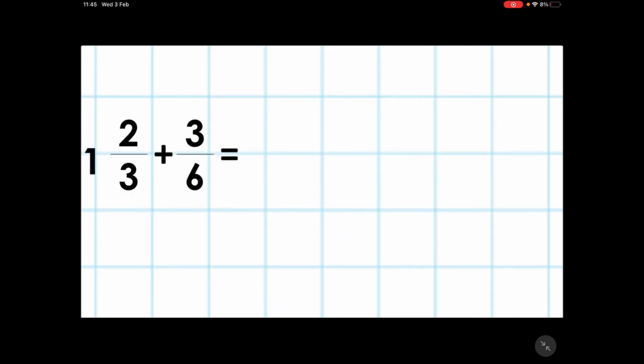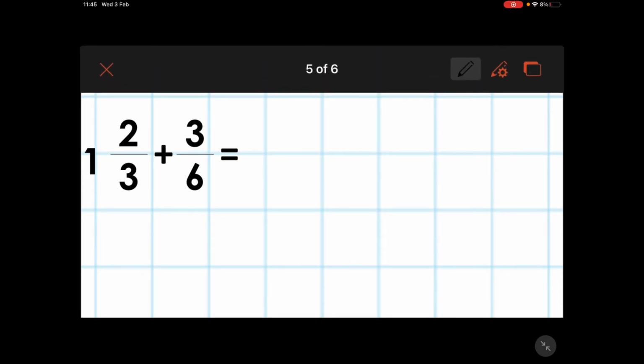Now again, we can also do this without using a diagram, and that's what we're going to practice here now. 1 whole and 2/3 add 3/6. Now if I have a look at my denominator of my mixed number fraction, it is 3, and I have 1 whole. So I have 1 lot of 3, that is 3. And I have another part in the numerator. So I have 3 add 2.